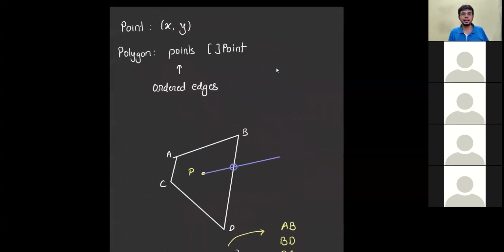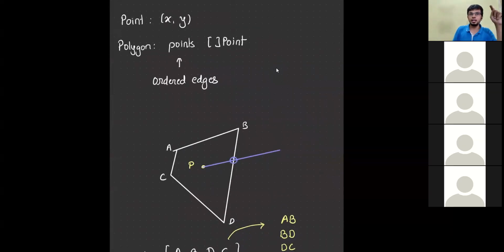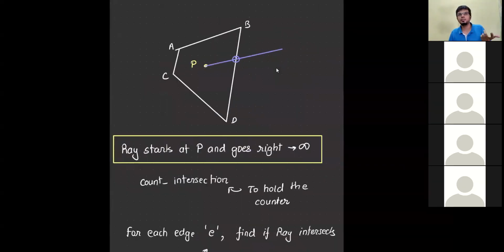So every point is x comma y, and a polygon is an array of points which are ordered. This is very important, ordered by something, because otherwise the edges would have to be stored separately. But if it is ordered, the representation is very easy. Okay, so the idea is exactly what we discussed.